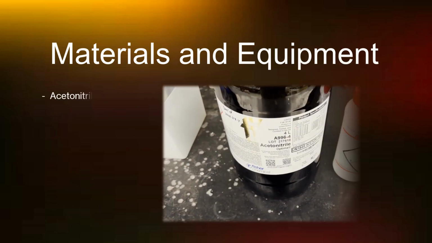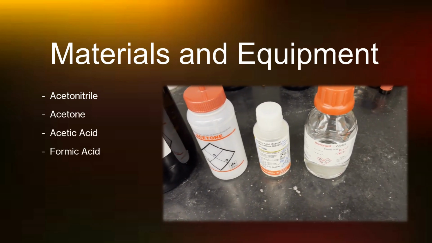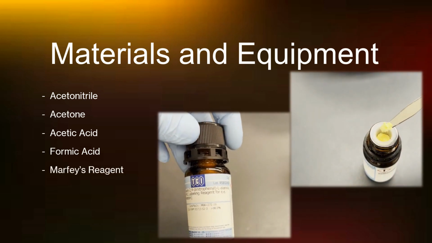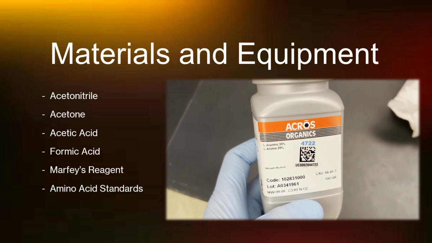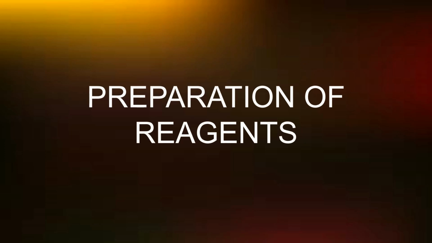We will also need acetonitrile as our eluent, acetone for dissolving the Marfey's, acetic acid and formic acid, our derivatization reagent Marfey's, and amino acid standards depending on our analyte of interest. With these ready, we can begin.